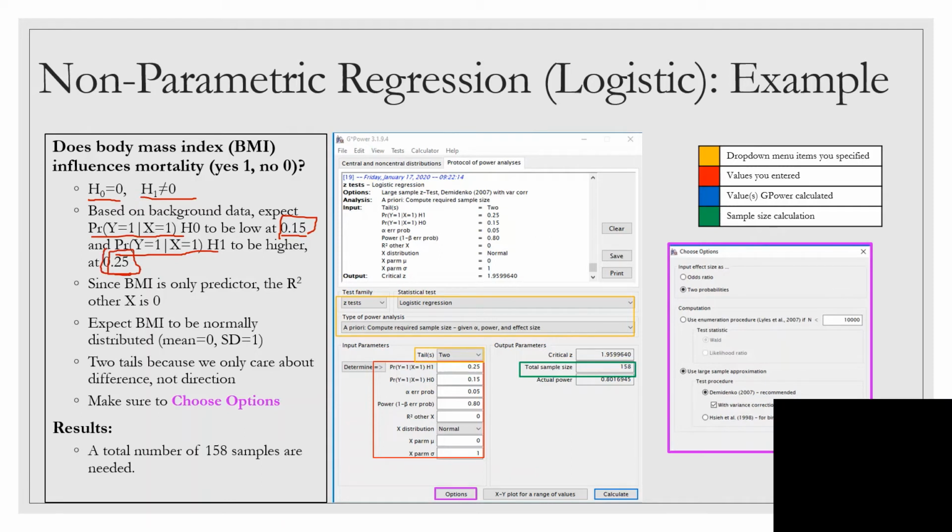Now that we have those, we can fill those out. Since we know that we have only one predictor, the R squared other X can be 0. And body mass index seems to be normally distributed, so we'll set that at normal and have it based around a mean of 0 and a standard deviation of 1, which is standardized. And we're going to do 2 tails because we don't really care about the direction of the difference. And then making sure, of course, we go to options, which will pop this up, and use the 2 probabilities. This generates a sample size of 158.